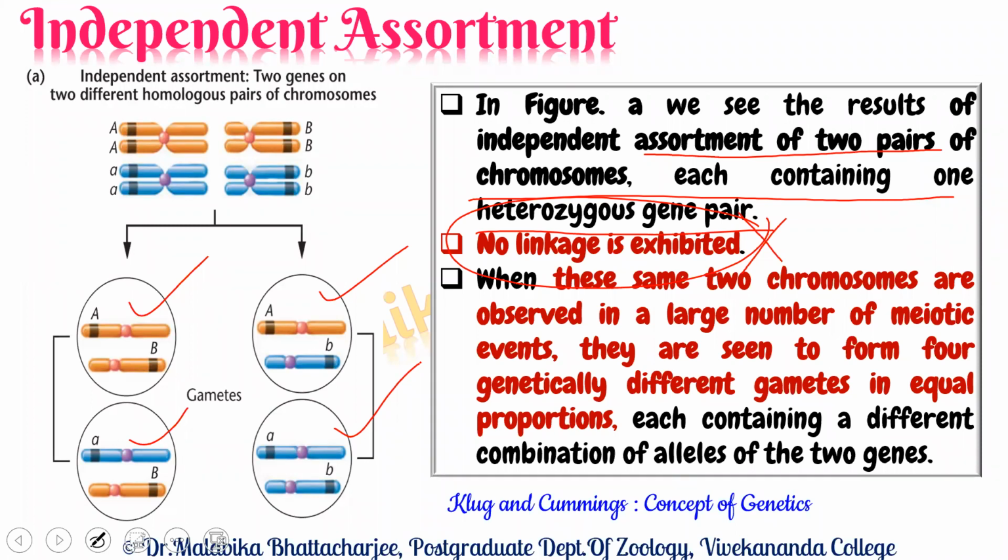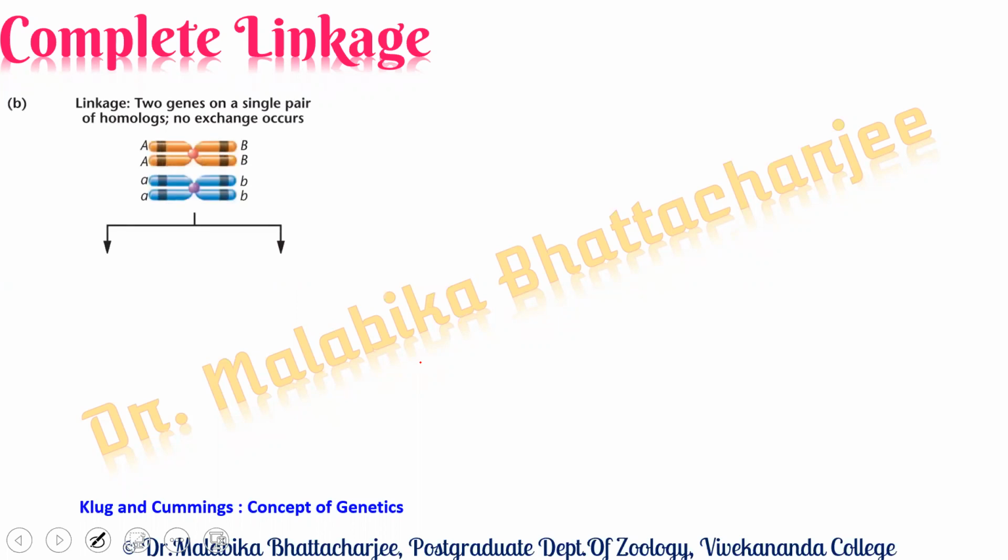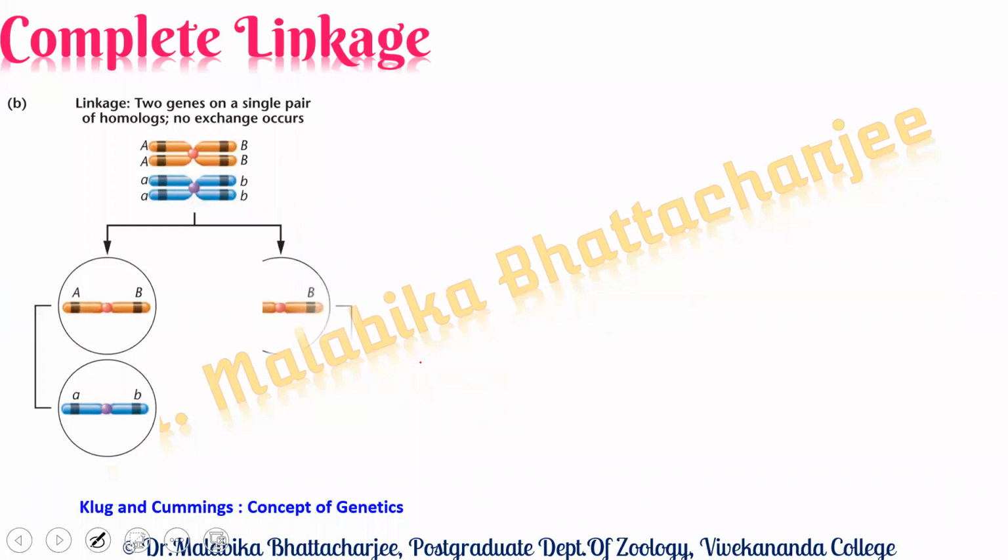If we move on to the concept of complete linkage, the moment we talk about complete linkage, we have to assume the 2 genes in question are present on a single pair of chromosomes. In such a situation, the A and B genes are present on the same chromosome. Since the genes are linked, no crossing over occurs between the 2, and we get 2 kinds of products only, capital A capital B and small a small b. The genes here are in coupling: the dominant alleles on one chromosome and the recessive alleles on the other chromosome.